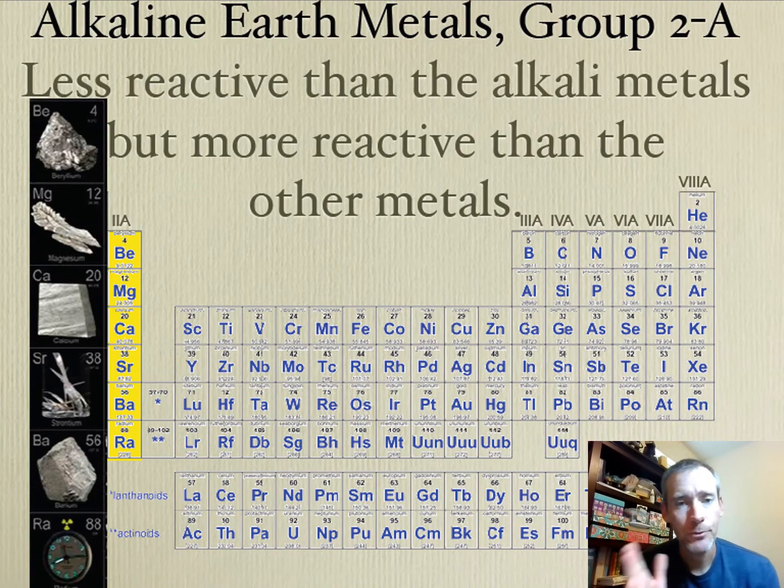Alkaline earth metals, group 2. These are a little less reactive than the alkali metals, but they're still reactive, meaning they will react in water. They will make hydrogen gas and explode, especially strontium, barium, and radium. As you go down, they get more reactive. The higher ones are less reactive.